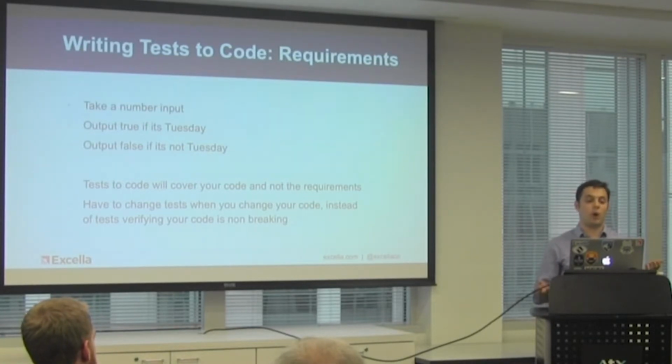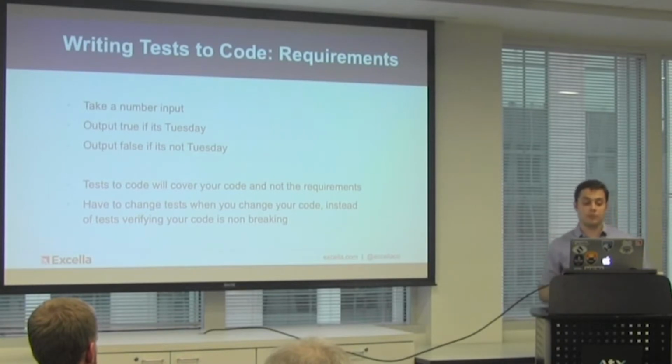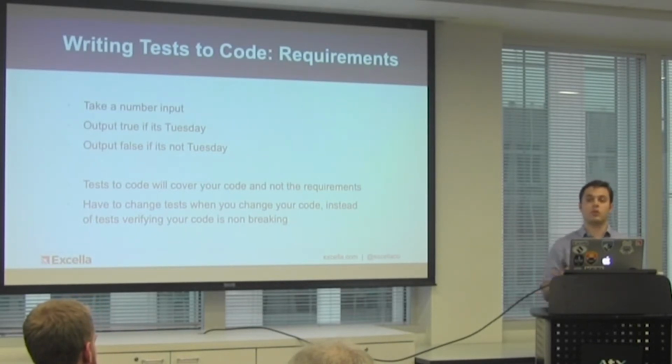You don't know why this code is here. You just know that it's not tested. You're gonna go in and write tests for the code, and you're gonna end up with what we had here, where your code is wrong and now you've written tests to confirm that your wrong code actually is right. So that's a problem. Ideally, you shouldn't have to change your tests when you change your code. Instead, your tests should verify that when your code changes, it's still working.